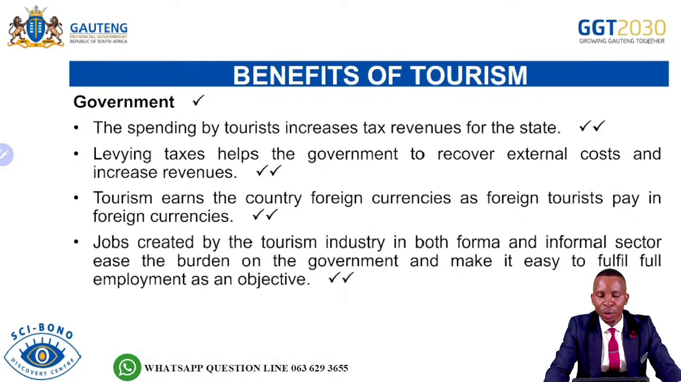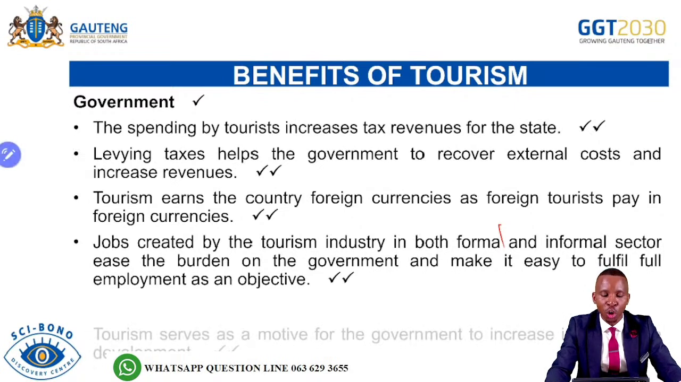Jobs created by the tourism industry in both the formal and informal sectors ease the burden on the government and make it easy to fulfill the full employment objective. We know that the government is aiming to achieve full employment. So the tourism industry creates more jobs, which is of great benefit for the government, because the government will earn more tax revenues and full employment might be achieved if the tourism industry keeps on creating job opportunities.